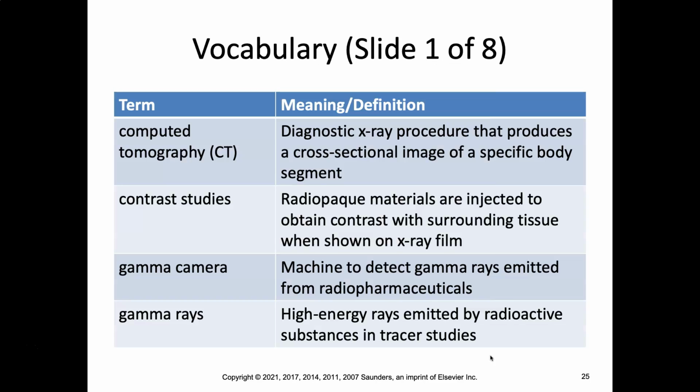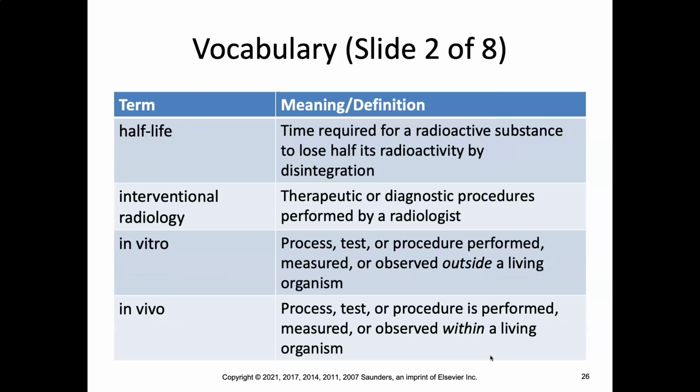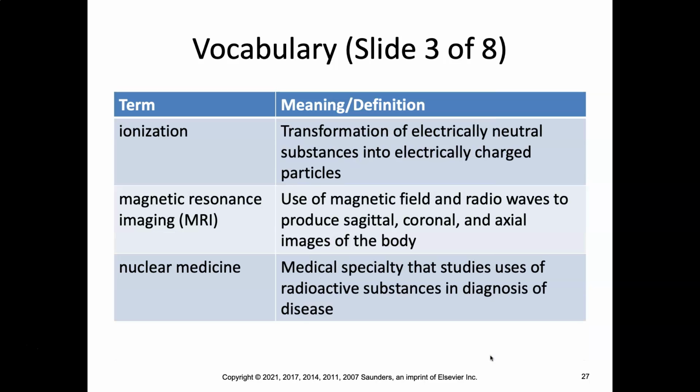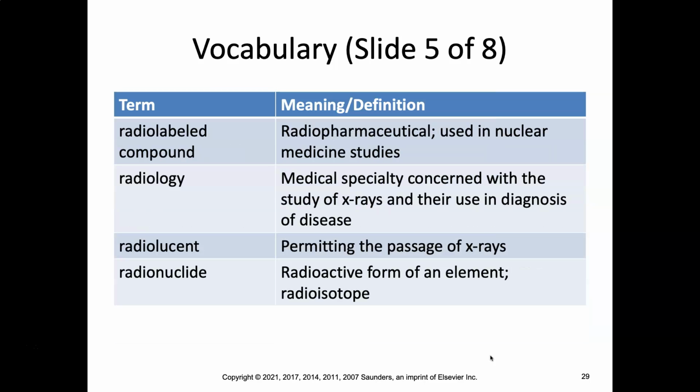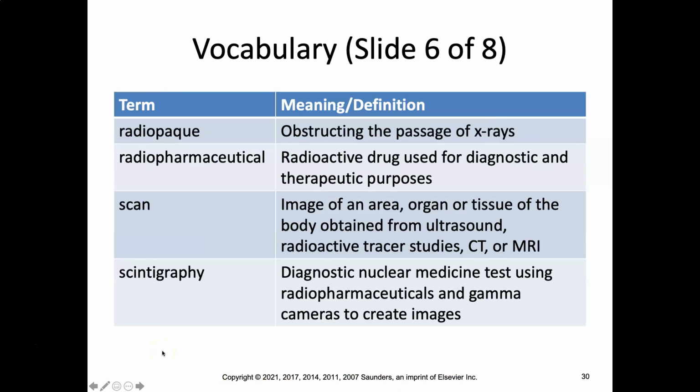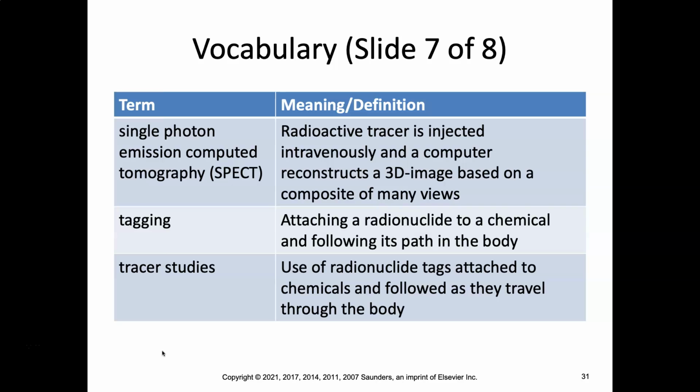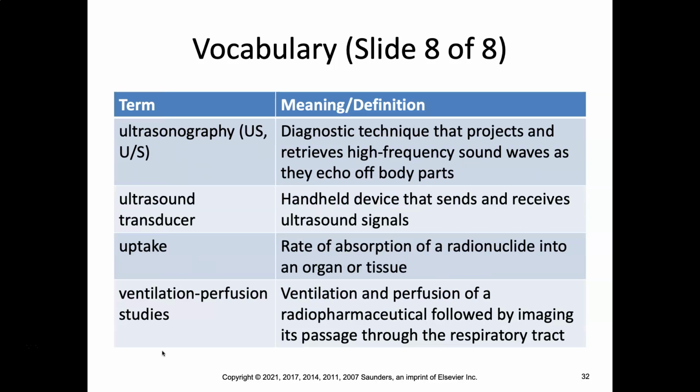Vocabulary: CT, contrast studies, gamma camera, gamma rays, half-life, interventional radiology, in vitro, in vivo, ionization, MRI, nuclear medicine, positron emission tomography or PET scan, radioimmunoassay, radioisotope, radiolabeled compound, radiology, radiolucent, radionuclide, radioopaque, radiopharmaceutical, scan, scintigraphy, and then SPECT, tagging, tracer studies, ultrasonography, ultrasound transducer.